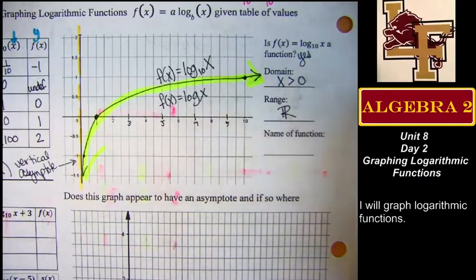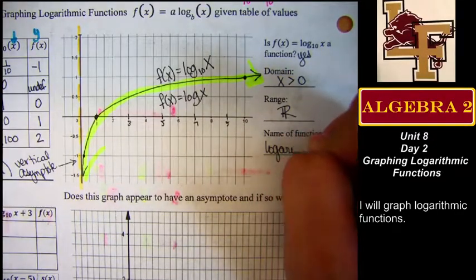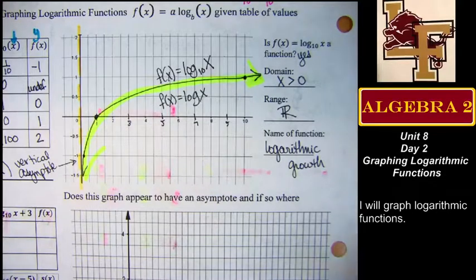This kind of function is called logarithmic growth, because we are growing as we move from left to right, and there's no limit to how big we can get this thing. We're just going to take a very long time to get there.